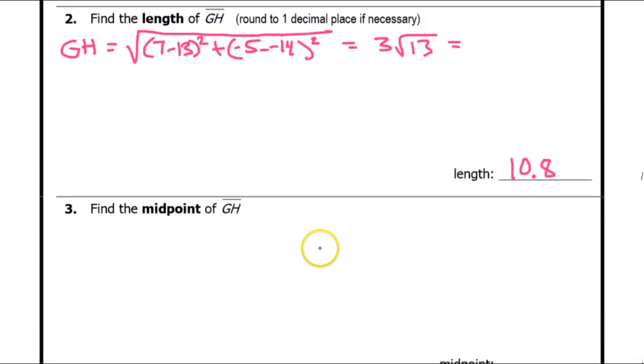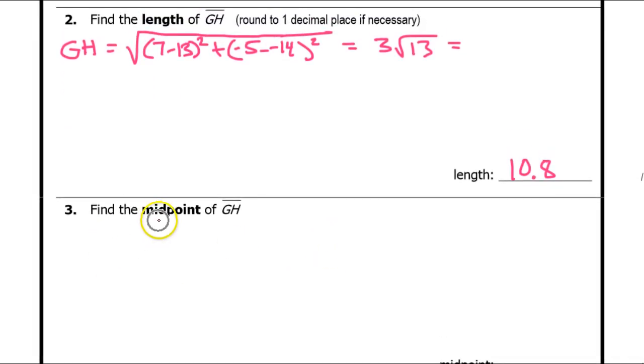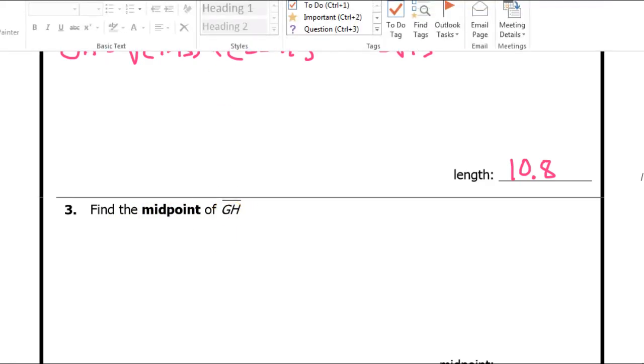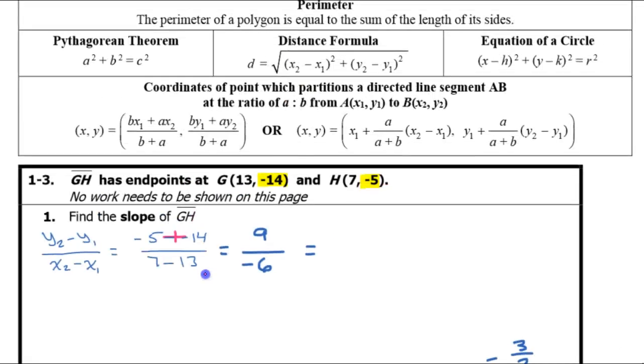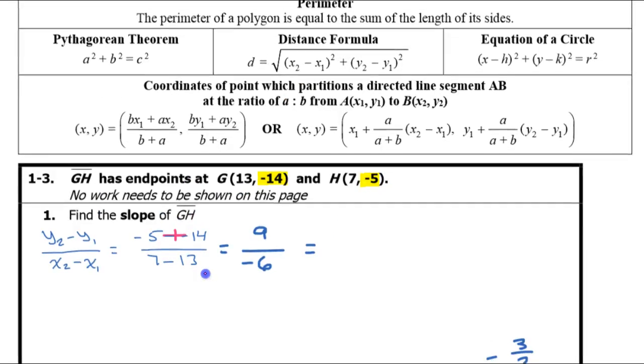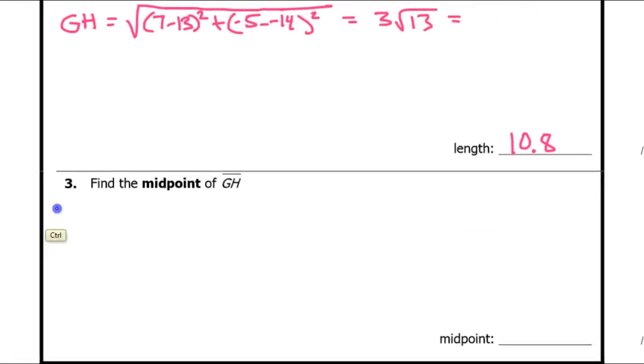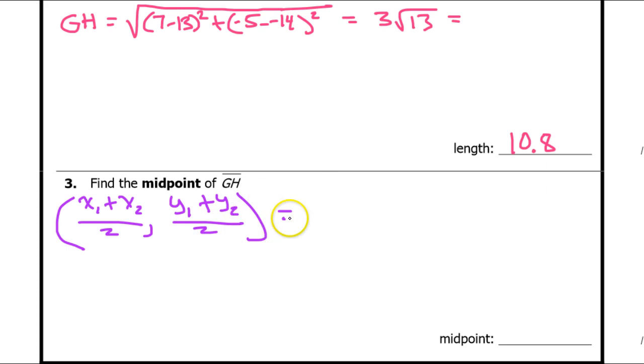Now, if I want to find the midpoint, literally the point that's in the middle of the segment, basically I'm going to do the average of the x's and the average of the y's. All right, I don't think they give us a formula for that. So here it is. The midpoint is x plus x divided by 2. It's the average of the x's. And then y plus y divided by 2. It's the average of the y's.